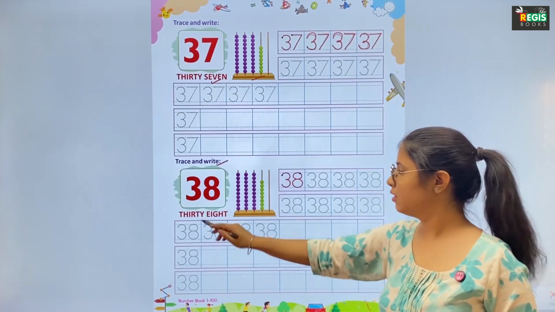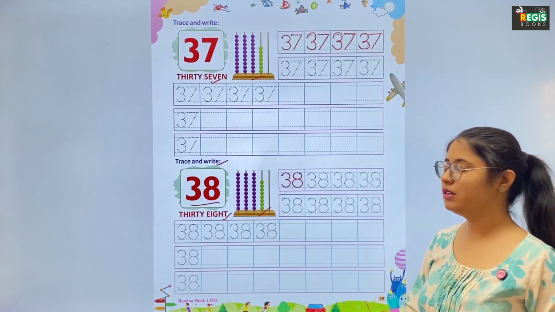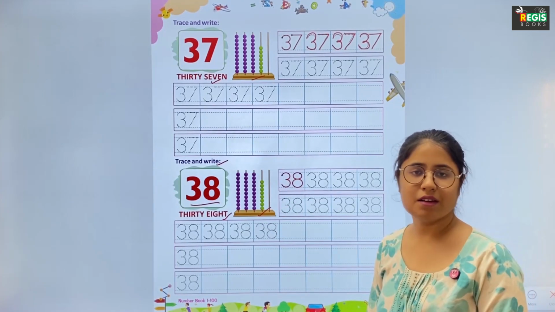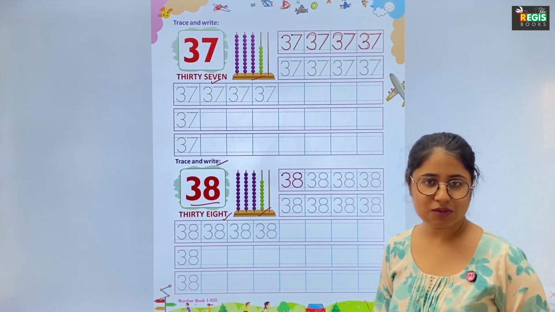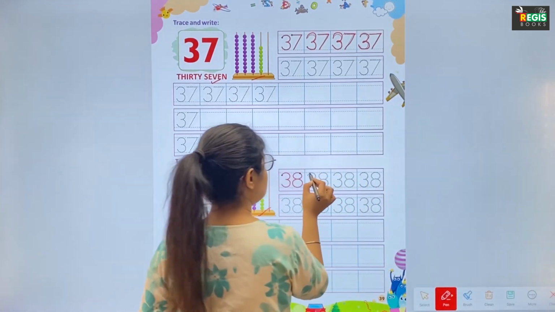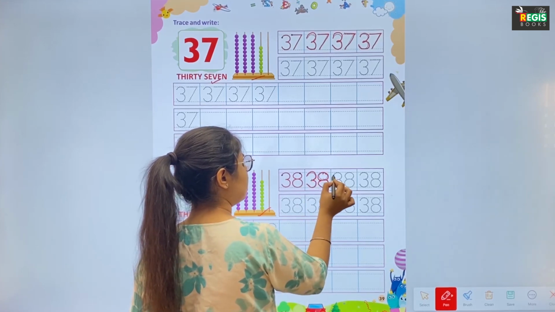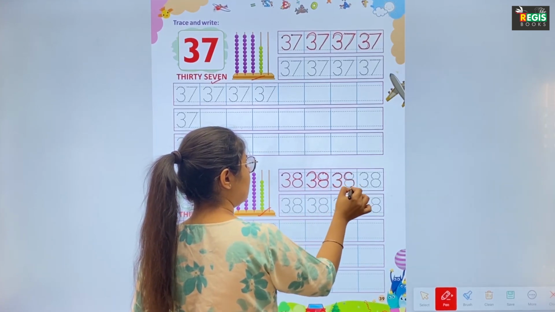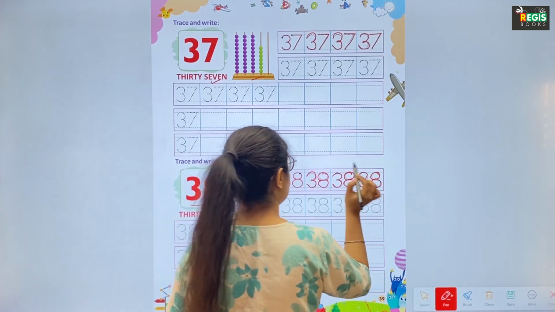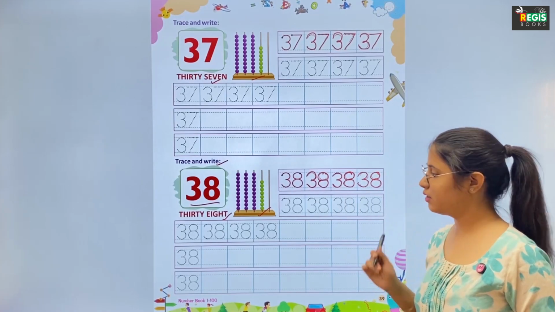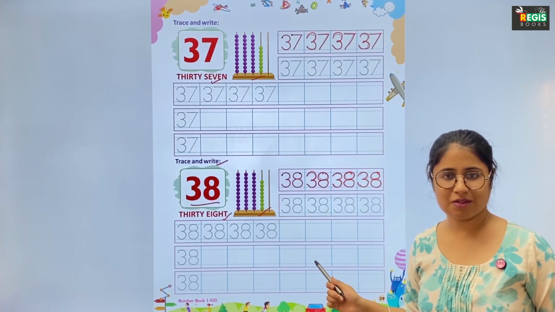Trace and write 3, 8, 38. These are total 38 dots. We write the number 38 by writing 3 and 8 together. Let's trace with me. So kids, write 3 first, then write 8 like this. 3, 8, 38. And kids, similarly you will write the number 38 in the rest of the boxes.